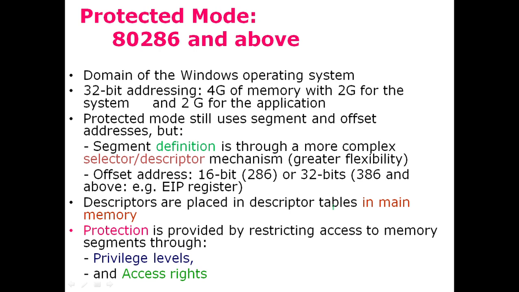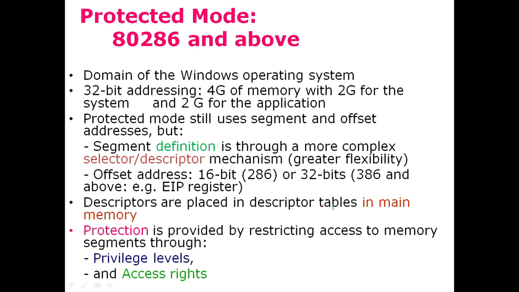Descriptors are placed in descriptor tables in the main memory. There are basically two descriptor tables. One is called the global descriptor table and the other is called the local descriptor table. Both of these tables are placed in the main memory and they are accessed using the segment registers. I will talk about them shortly.